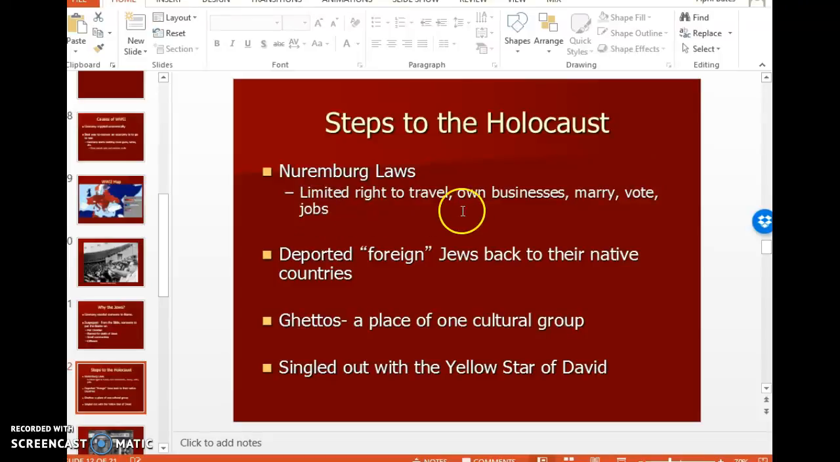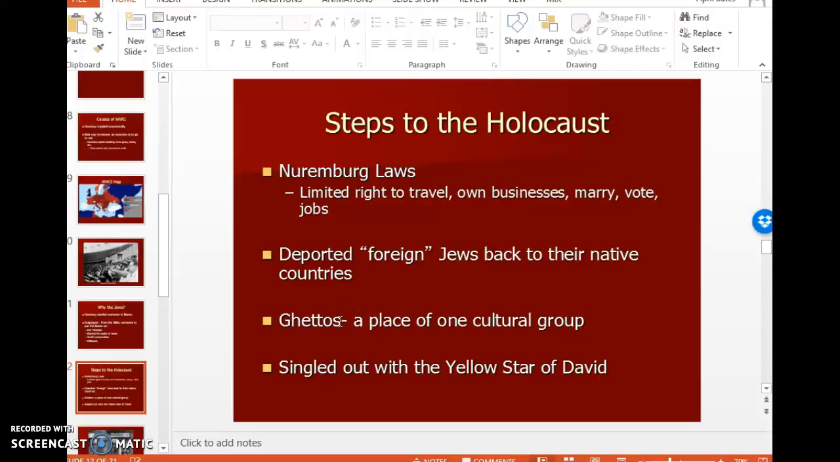If you can't have certain jobs, again, you're not going to have any money to fight him or to escape. One of the other things he did is he deported all the foreign Jews back to their native countries. He got rid of all the Jews from other European nations. He got them out of Germany and sent them back home so he could take care of his Jewish problem first. And then, as we saw in the map, he could expand to take care of the rest of Europe's Jewish problem. After these things were accomplished, Hitler started moving the Jews into ghettos.